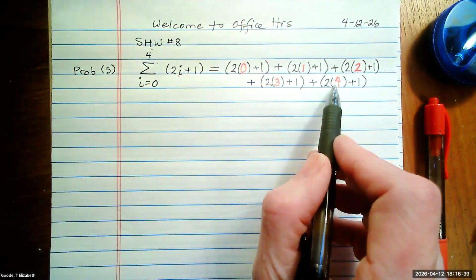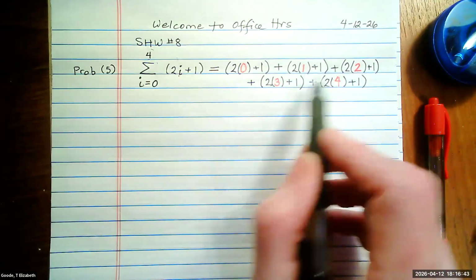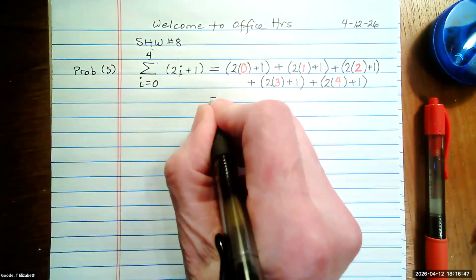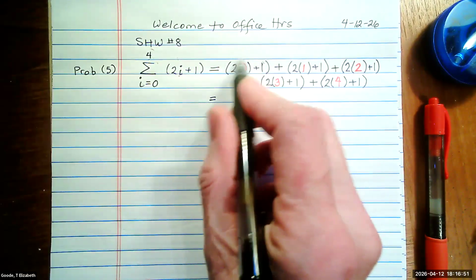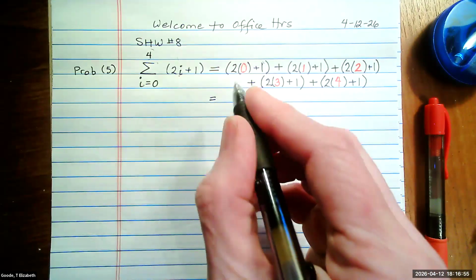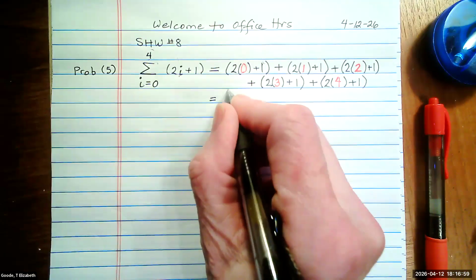Yeah, exactly. Because we got from 0 to 4 by increments of size 1, so we've got 1, 2, 3, 4, 5 terms. Let's figure out what they each are, and then we'll add them up. So what does this first term turn out to be? What is 2 times 0 plus 1? Sorry, 1. Good.